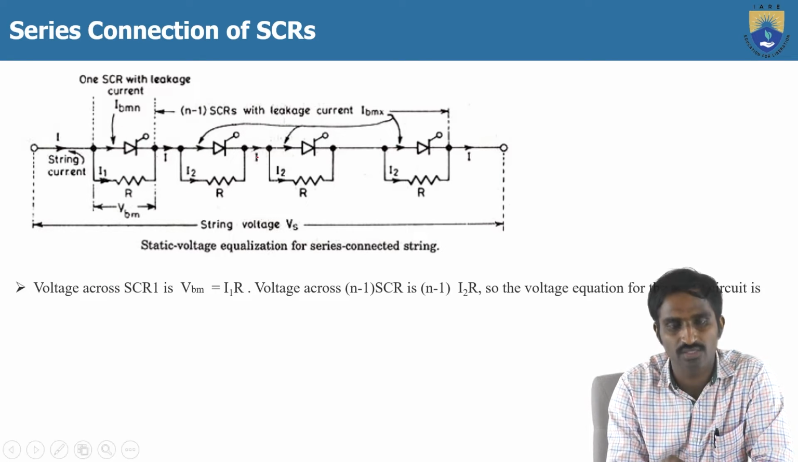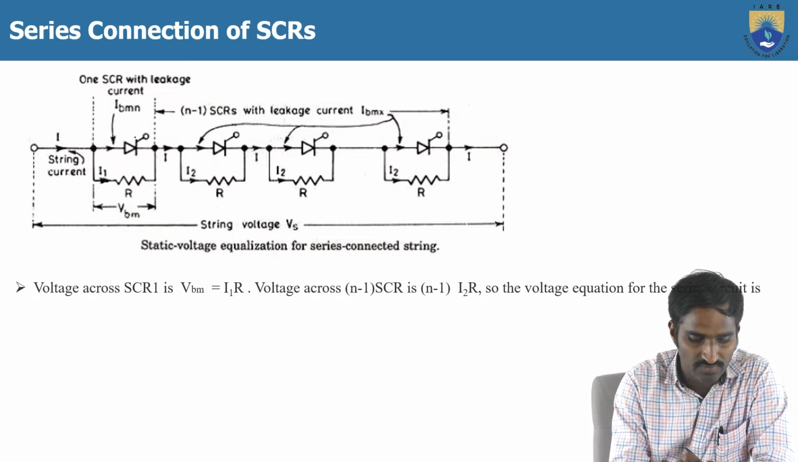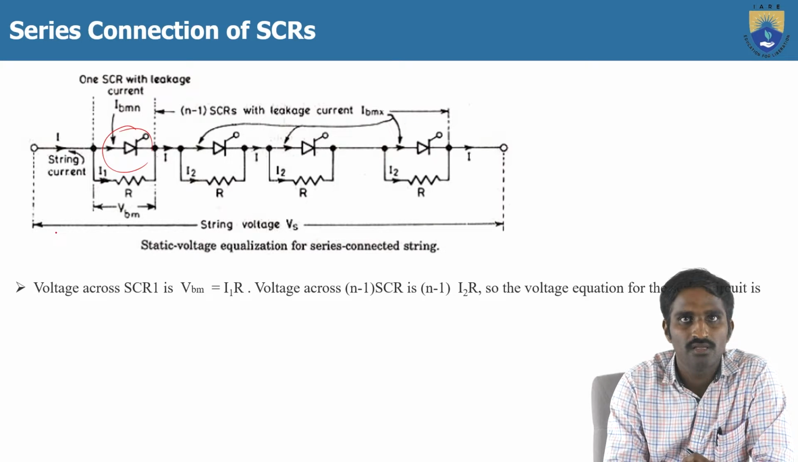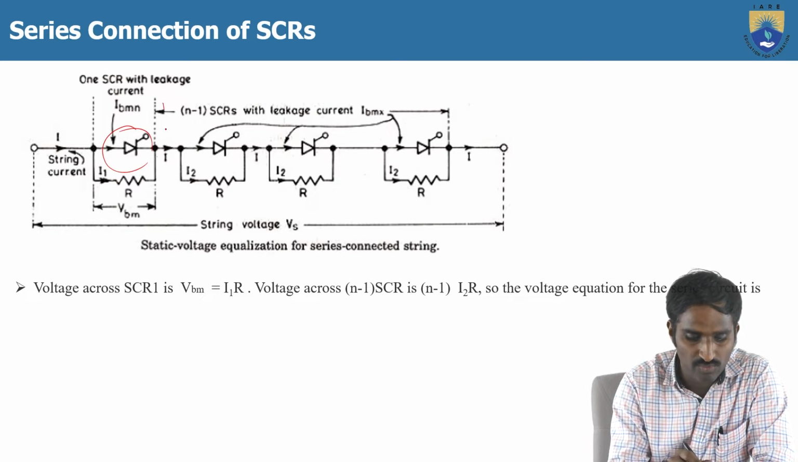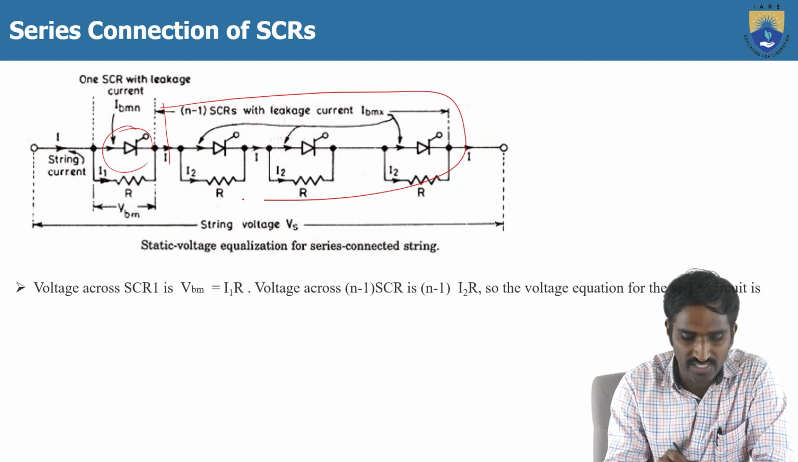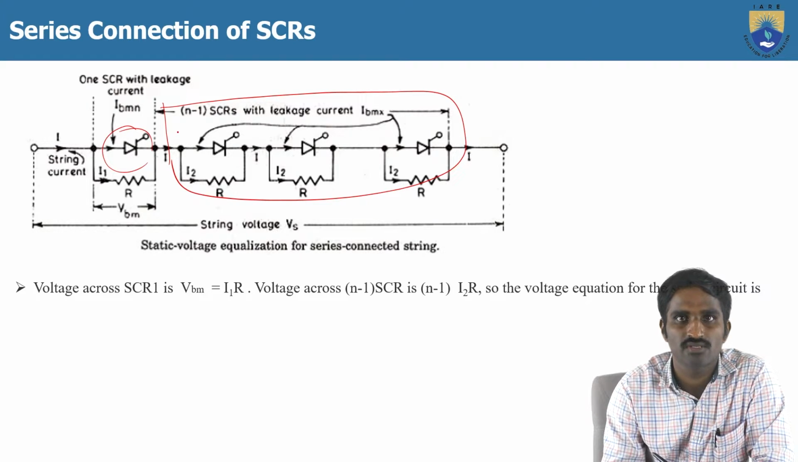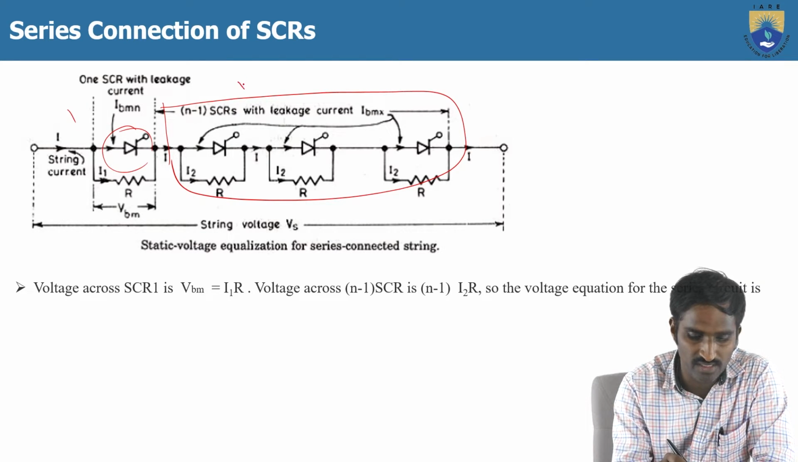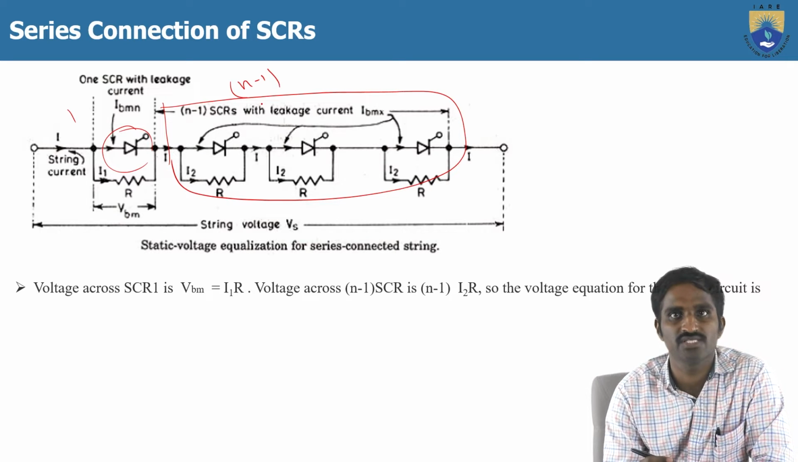Let me consider there are a total of n thyristors connected in series, and this is the first thyristor. The remaining part we are considering as n-1 SCRs. This is the first SCR, and the remaining are n-1 SCRs.